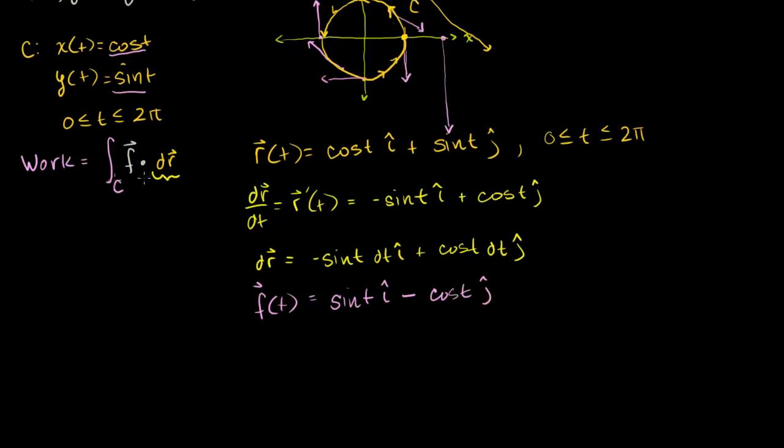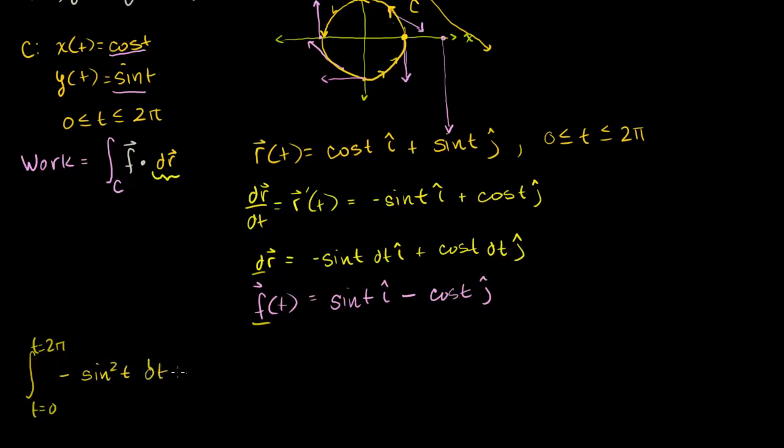If we want to find this line integral, it's going to be the same thing as the integral from t equals 0 to t equals 2 pi of f dot dr. Now, when you take the dot product, you just multiply the corresponding components and add it up. So we take the product of the sine of t with the minus sine of t dt, and you're going to get minus sine squared t dt.